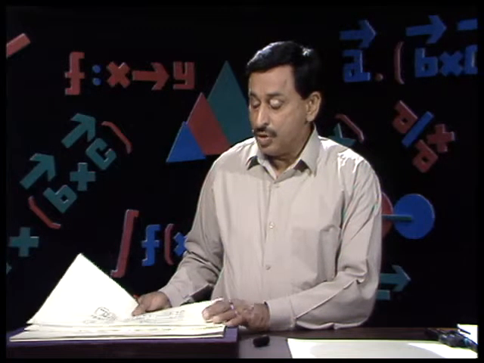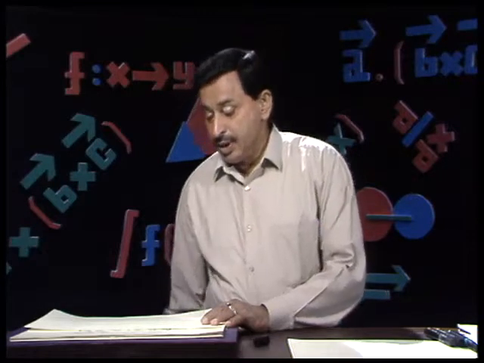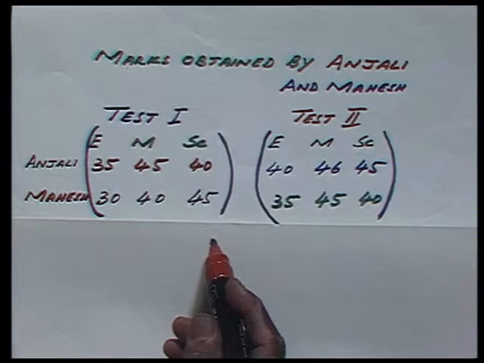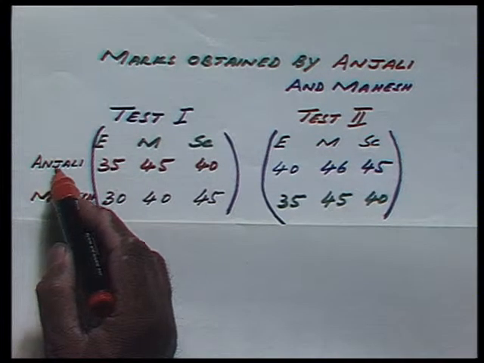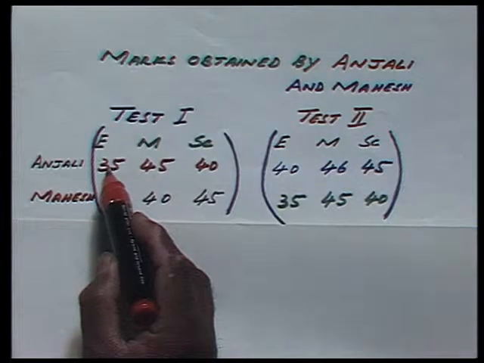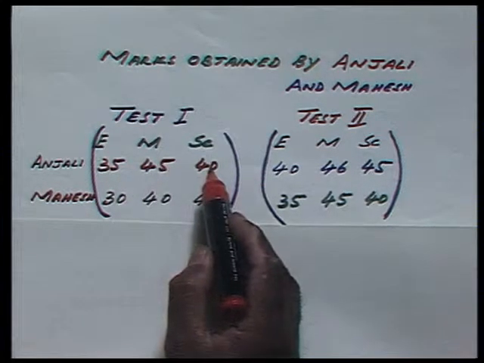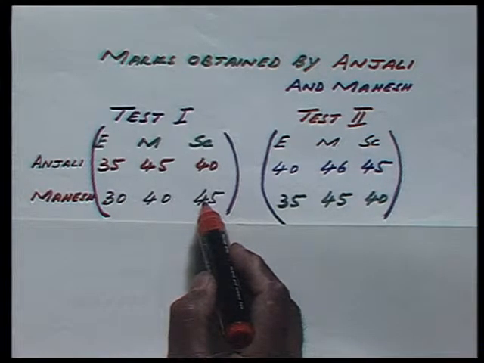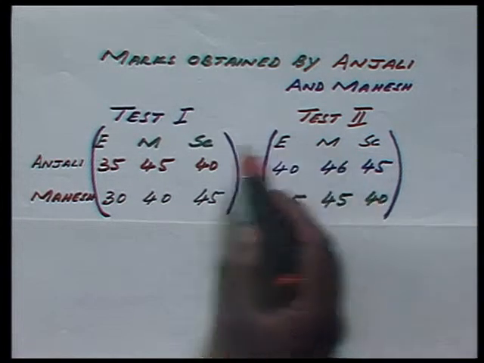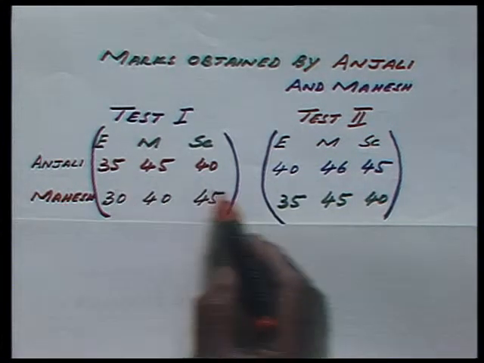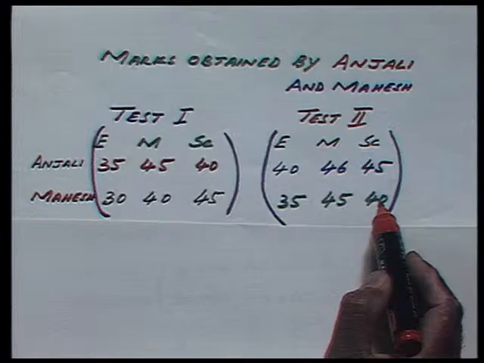We have got the marks obtained by Anjali and Mahesh in two tests. Anjali, English, Maths and Science, these are the three subjects we are considering, obtains in the first test 35, 45, 40. Mahesh, he gets 30, 40 and 45. In the second test, Anjali scored 40, 46 and 45. Mahesh, 35, 45 and 40.